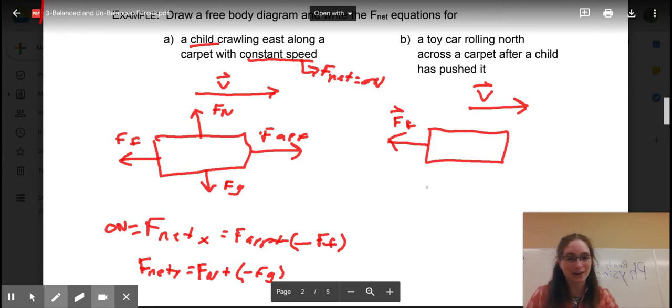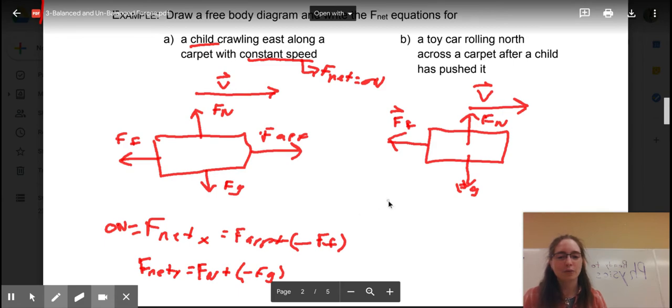Its momentum is carrying it forward. So we still have our normal force on that car, and we still have our force of gravity. Sounds good? All right.